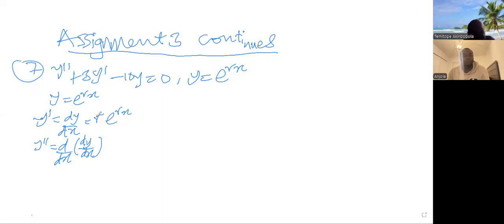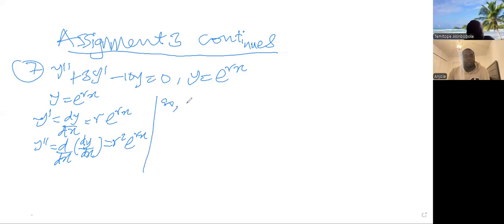So that will give us d²y/dx², meaning we'll now differentiate the second time. If you differentiate the second time, r will come down and multiply this r. That will give us r squared e raised to power rx. That's differentiating the second time. So we'll now substitute these three into the differential equation.